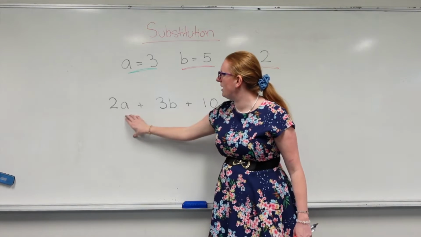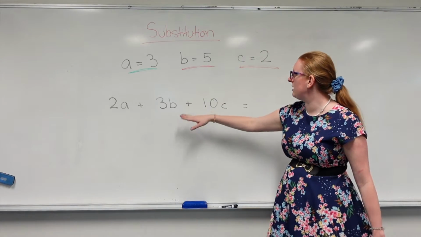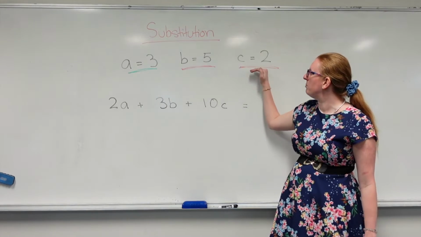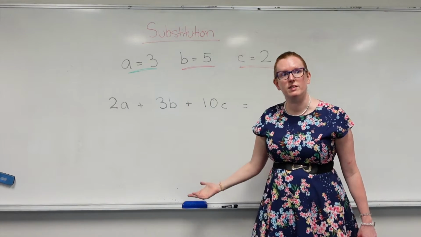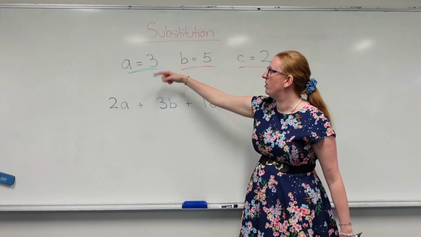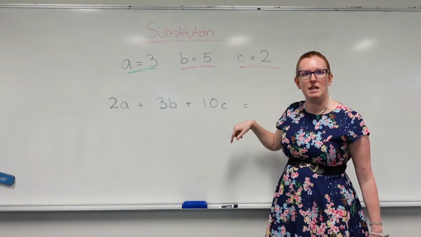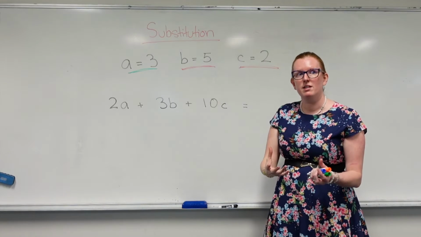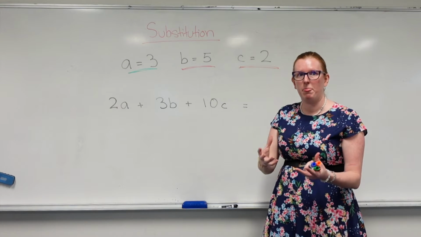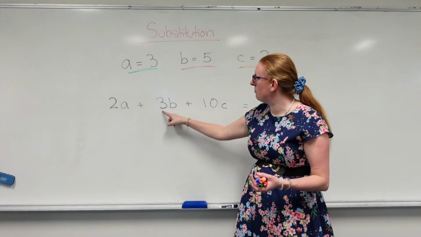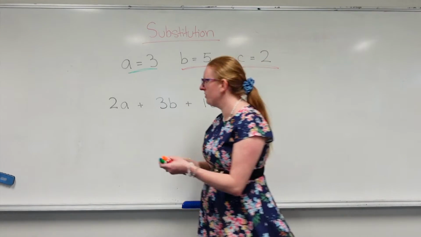So here I've got an expression that says 2A plus 3B plus 10C. And at the moment I can't solve it. But if I put these numbers in there, I can solve it. So I'm going to rewrite this number sentence with those numbers in the place of those letters. Okay, and now it's good habit to get into writing brackets when you're subbing things in if there's a number directly in front. And I'll show you what I mean.